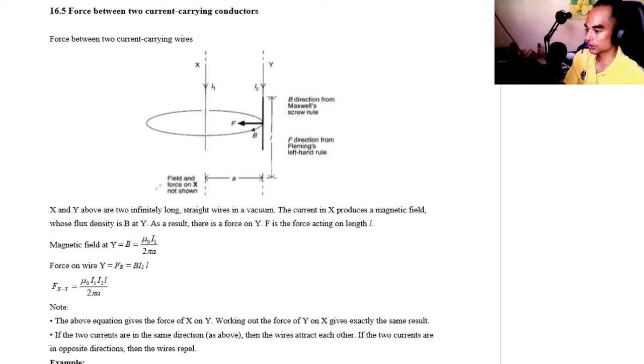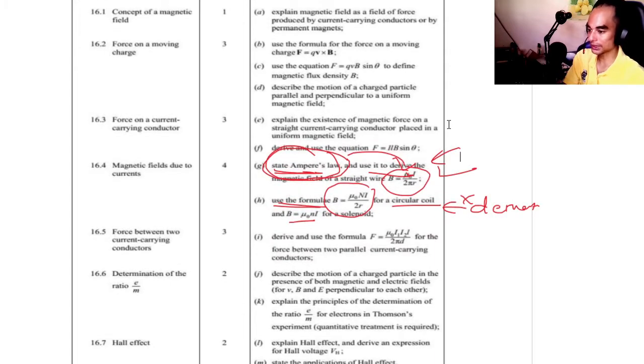Using B equals μ0 I over 2πa, where a stands for the distance between the left current-carrying conductor and the right one, the force on the wire will be μ0 I1 I2 over 2πa. Let's say you need to derive this: yes, you have to derive F equals μ0 for both current-carrying conductors.